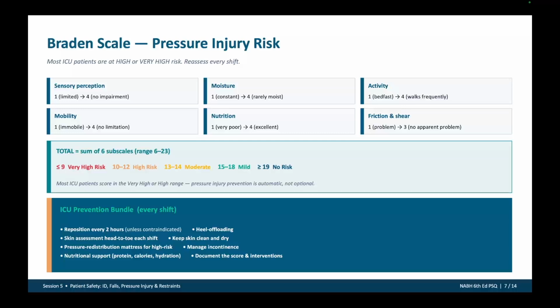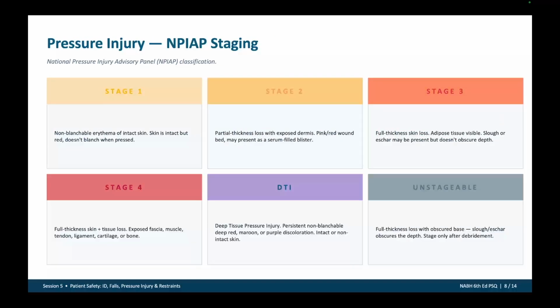Pressure injury prevention is automatic, not optional. So, ICU prevention bundle every shift. Reposition every 2 hours unless contraindicated. Heel offloading, skin assessment head to toe in each shift. Keep skin clean and dry. Pressure redistribution matters for high risk. Manage incontinence. Nutritional support like protein, calories, and hydration. And document the score and interventions made to prevent the pressure injury.